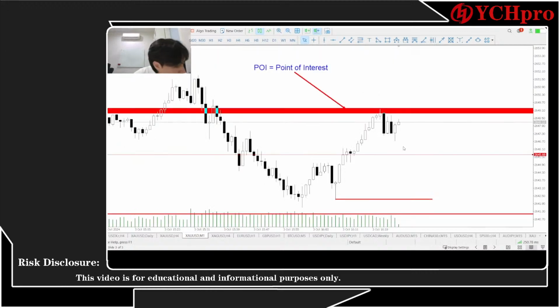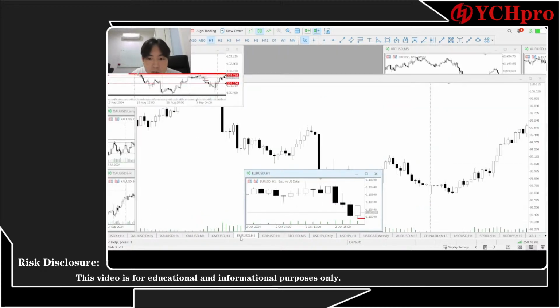Okay. What is your sell zone? Okay. This is not my sell zone. This is my point of interest. We need to wait for the confirmations. Okay. So confirmation is really important.